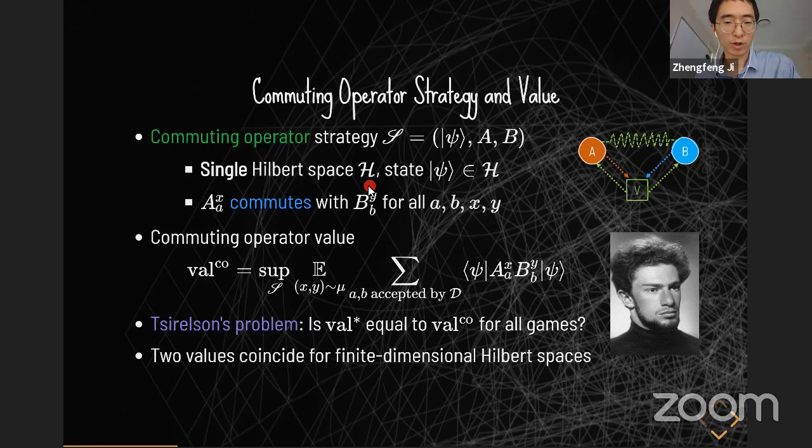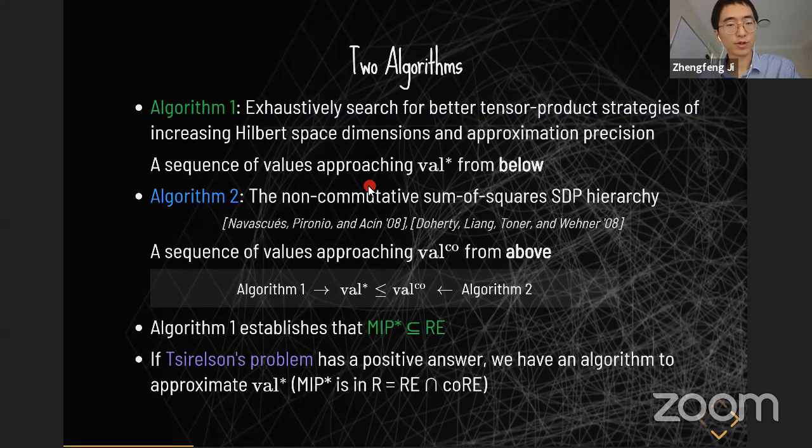There are two algorithms that we know for these two values. The first is a trivial algorithm. You just do exhaustive search for better tensor product strategies of increasing dimensions and increasing precisions. And this gives you a sequence of values that approaches the entangled value of our star.